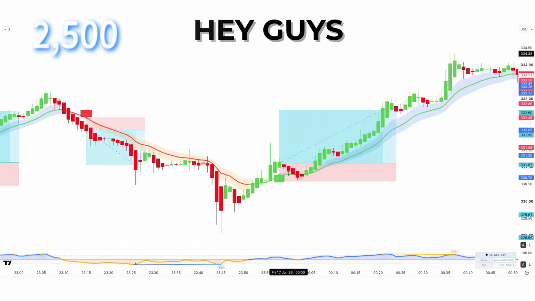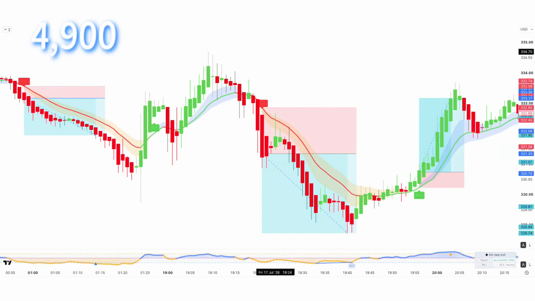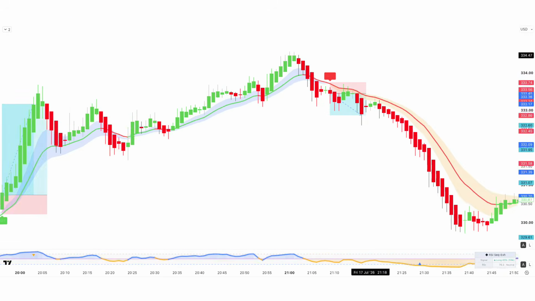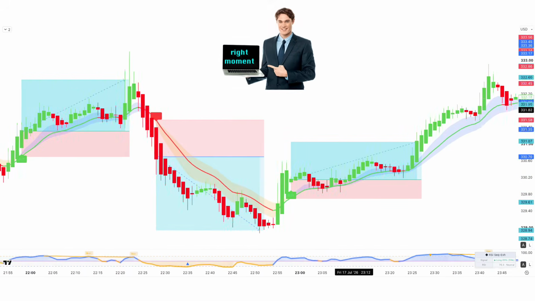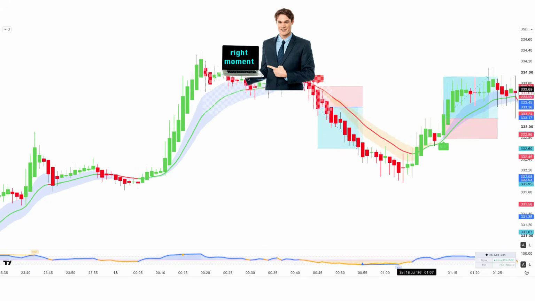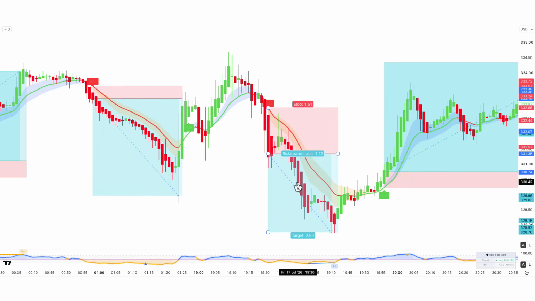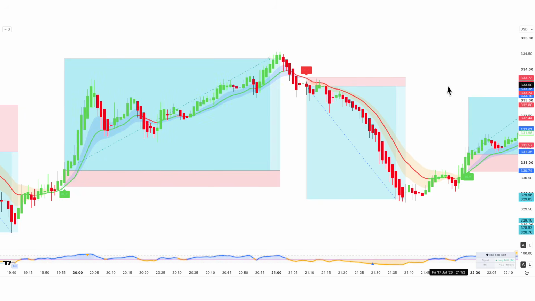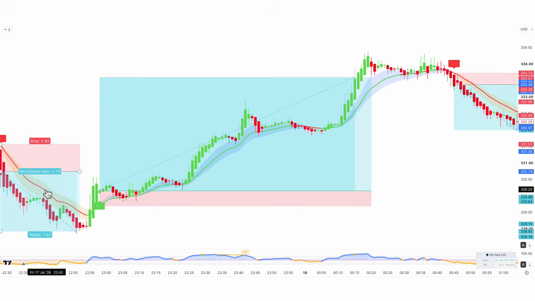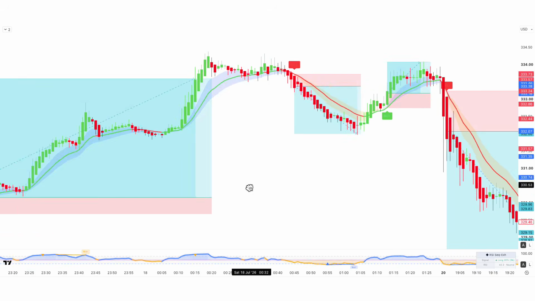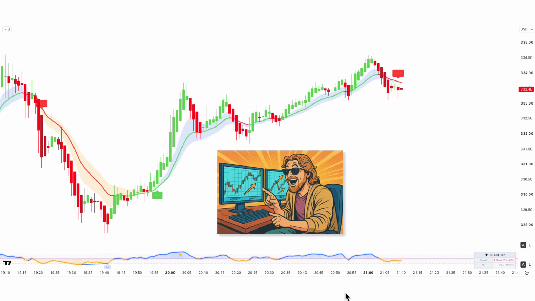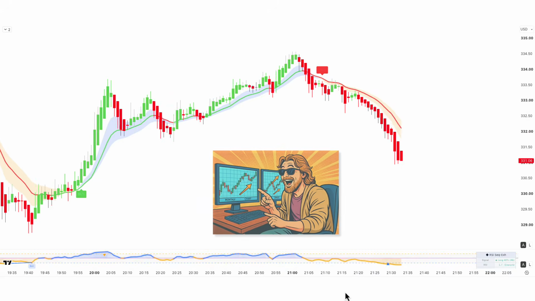Hey guys, there are thousands of indicators on TradingView, but the problem isn't a lack of indicators. The real challenge lies in identifying the right moment. Often, a trend is clearly visible on the chart and momentum is supportive, yet by the time you enter the trade, a significant portion of the move has already passed. And that is precisely where today's setup becomes interesting.